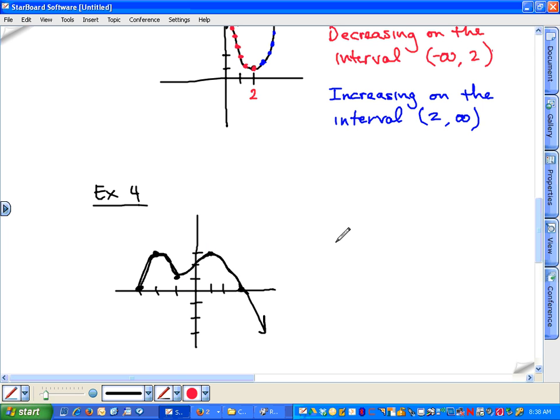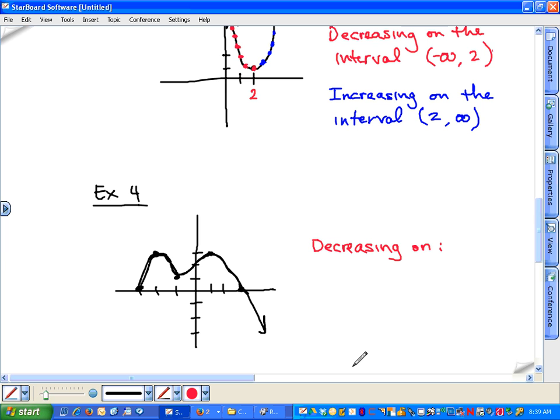So let's start with... let's try to find, there may be more than one interval in which the function is decreasing, so we have to find all of them. First thing you ought to identify is where does the function switch from either an increasing or a decreasing.